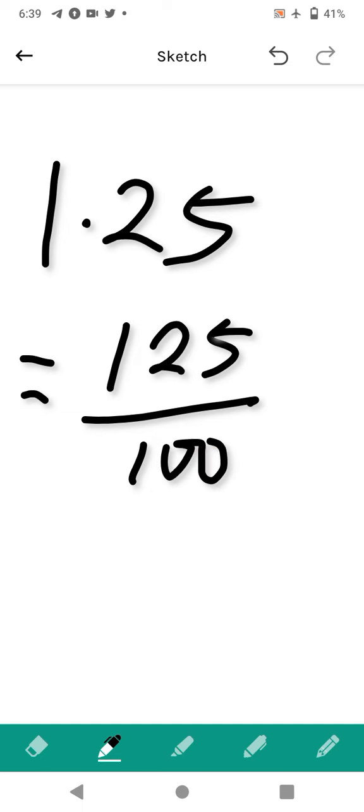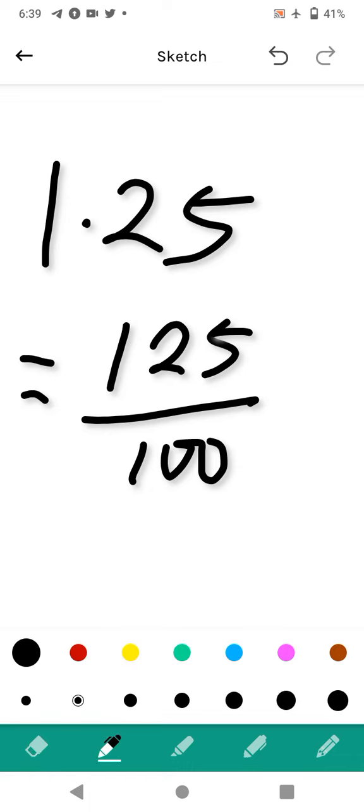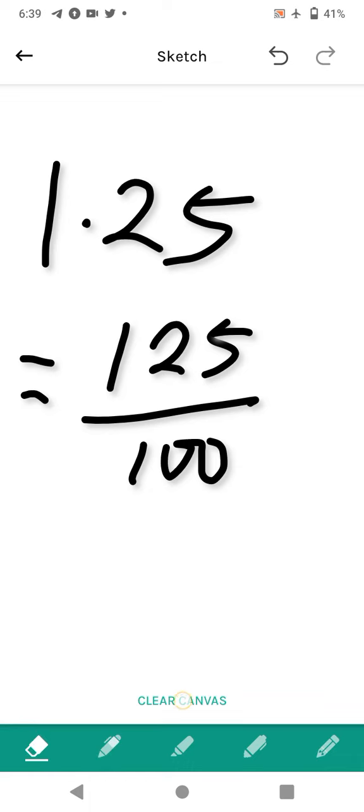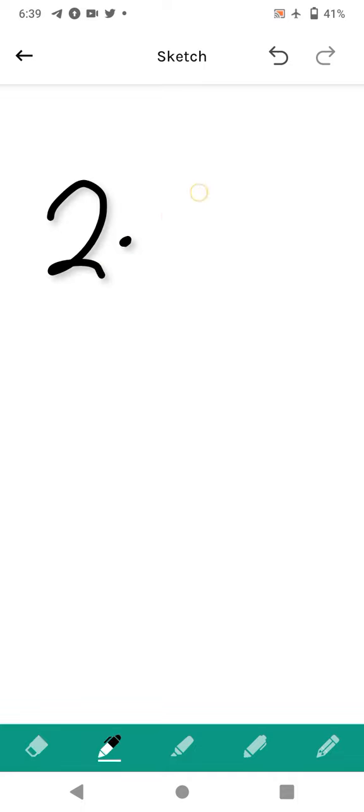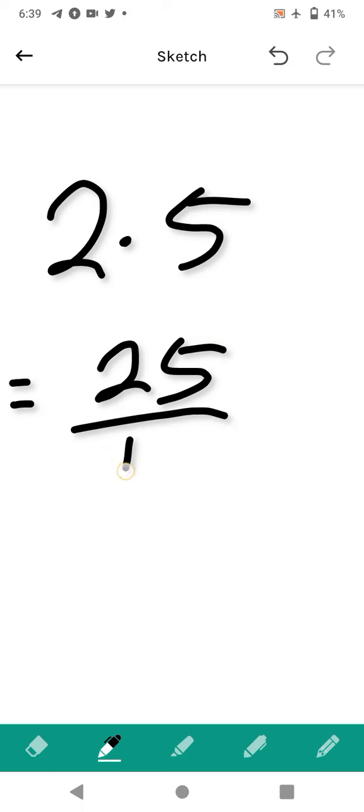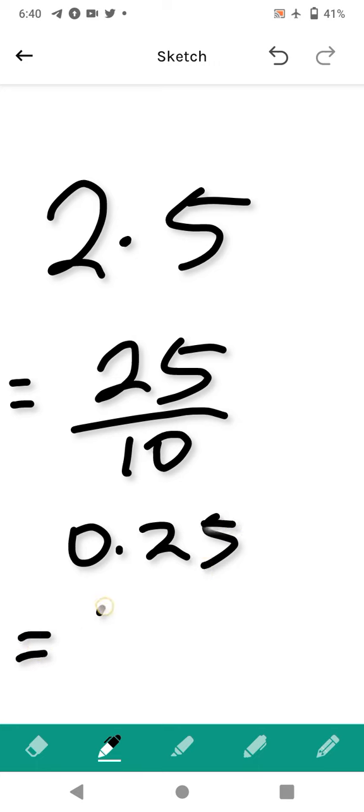If I have, let's say, 2.5, 2.5 is going to be the same thing as 25 over 10. Then you reduce it to its lowest term. Okay, what if I have 0.25? 0.25 is going to be 25 all over 100.